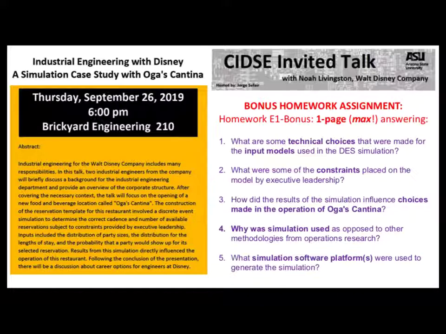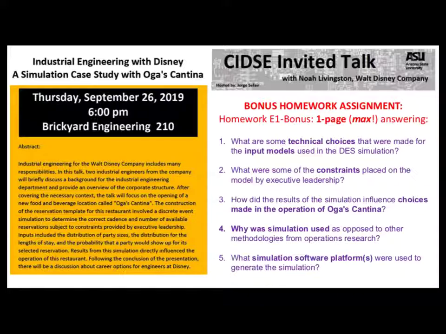What are the constraints that were placed on the model by the leadership? He mentions that that's going to come up in the talk. How did the results of the simulation actually change the operations at this particular park? Why was simulation used as opposed to, say, linear programming? And what platform or platforms did they use? Was it Arena? Was it FlexSim? Was it Simio? Did they have their own custom program? How did that work out?